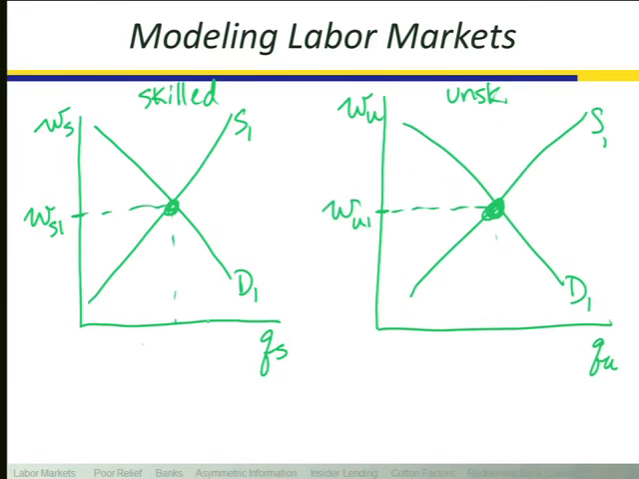I can label my quantities here, but I'm going to have so much going on that I'm just not going to label my quantities. Because the story I want to tell is a story about wages. I don't really care about the quantities for the story that I'm telling you, so I'm not going to take time to label the quantities and make the graph too crazy. All right, now what's going to happen?